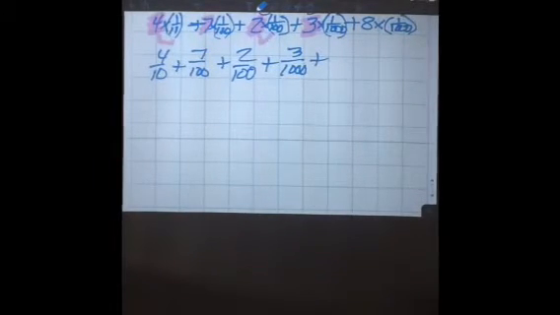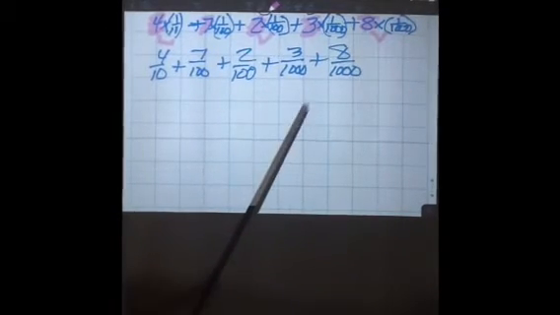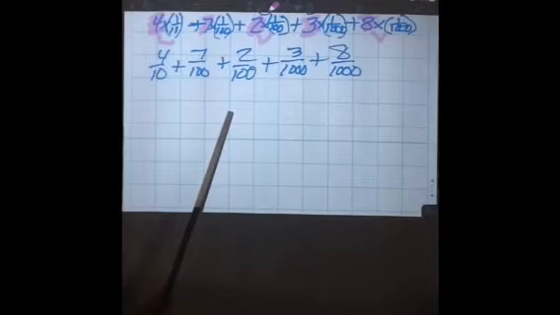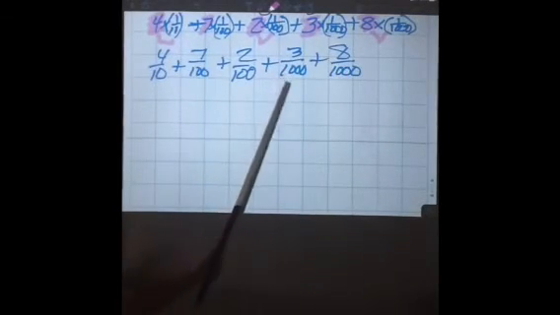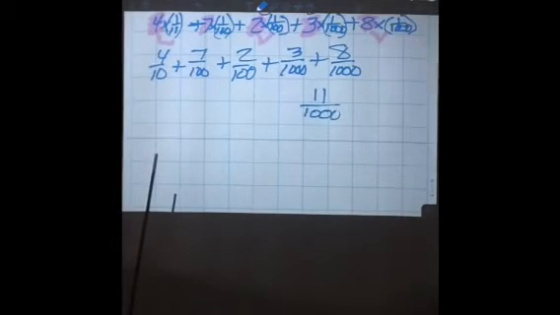8 times. Ooh, we have 8 copies, right? And what's our answer? 8 thousandths, right? Do we still have to add some things together? Yes. We have to add what? 8 and 3. The 8 and the 3. That's going to make what? 11. 11 thousandths. Okay.